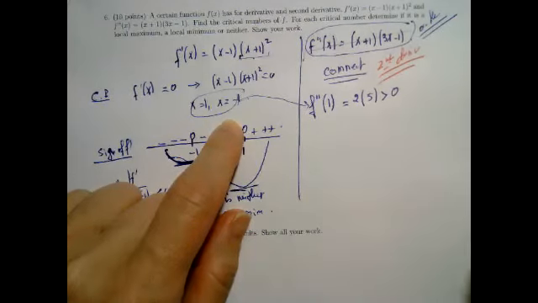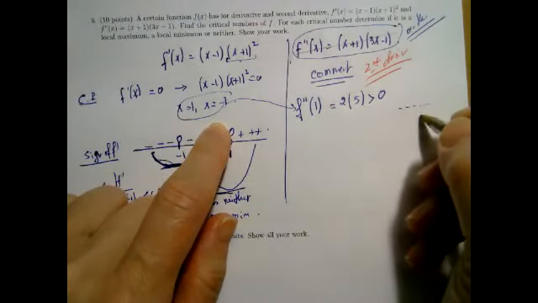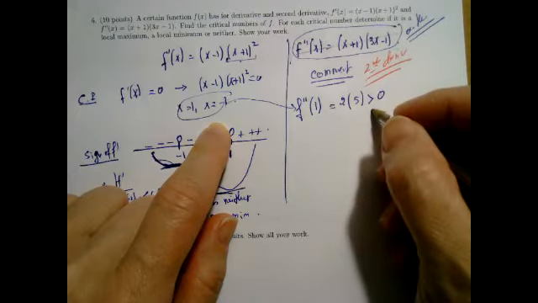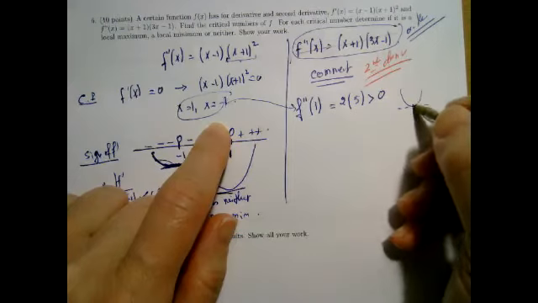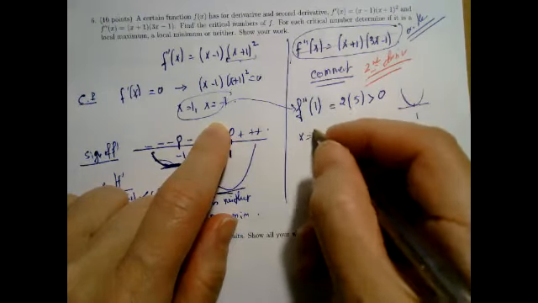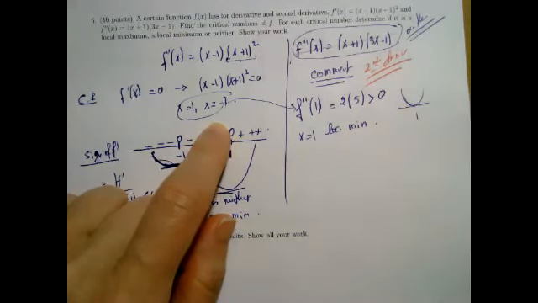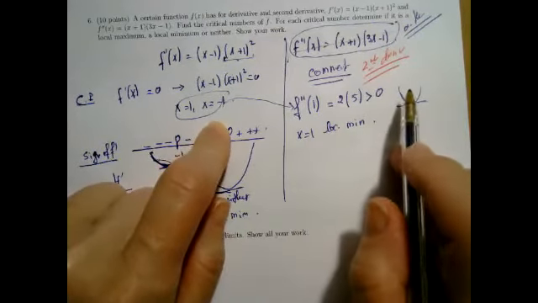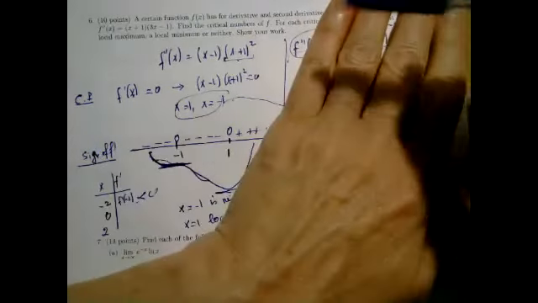It's positive. What info does this give me? This is x equal to 1. The second derivative is positive. It means it's concave up. If it's concave up, it means x equal to 1 is a local minimum. That's another way you can find out whether you have a local max or local min. That's what the second derivative test tells you.